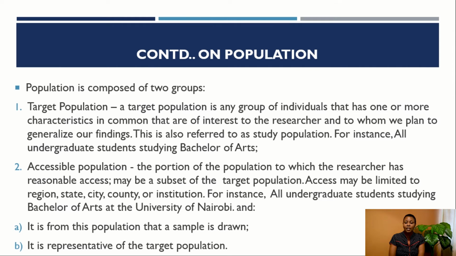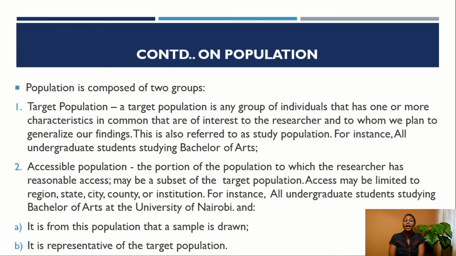For instance, when conducting a study of undergraduate students in a particular course at the university, for instance, Bachelor of Arts, then all undergraduate students who are studying the Bachelor of Arts course make the target population.